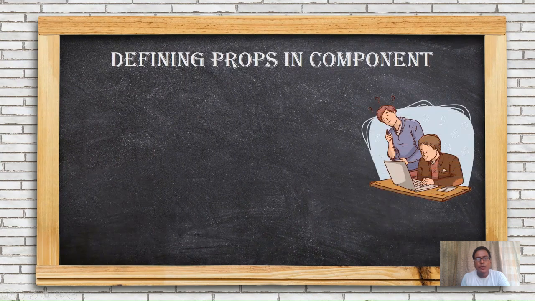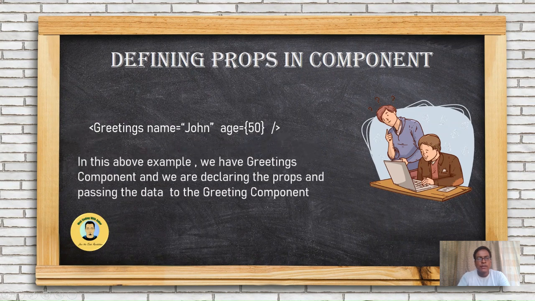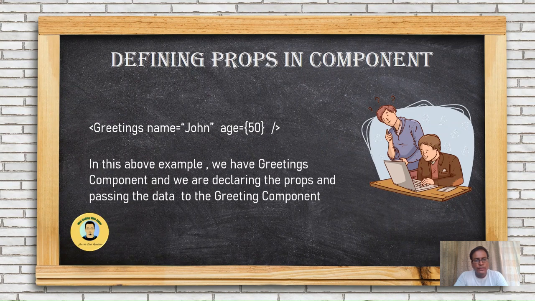Now, let's talk about how we define props in a component. So here you can see that I have declared a greeting component, and here you can see two parameters, one for the name and second for the age. Here I have given my greeting component two values: name is equal to John and age is equal to 50. Now in this example, we have the greeting component and we are declaring the props and passing the data to the greeting component. This is how you can define the props in your component in which you wish to transfer that value from parent to child.